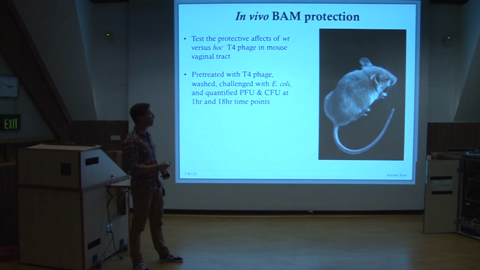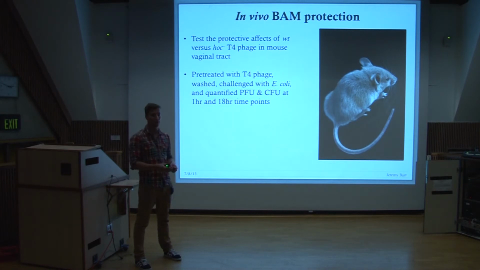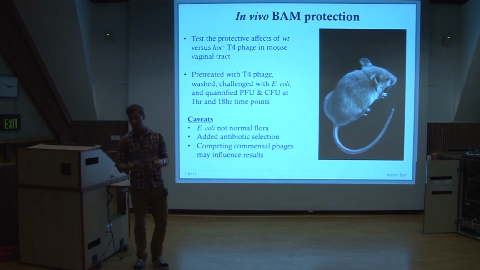We pre-treat the mice with both the wild type and the Hoc knockout phage. We then wash the vaginal tract and then challenge it with E. coli. And then we're quantifying from this the PFUs and the CFUs of these phage at 1 hour and 18-hour time points. Now, there's a number of caveats for this experiment.